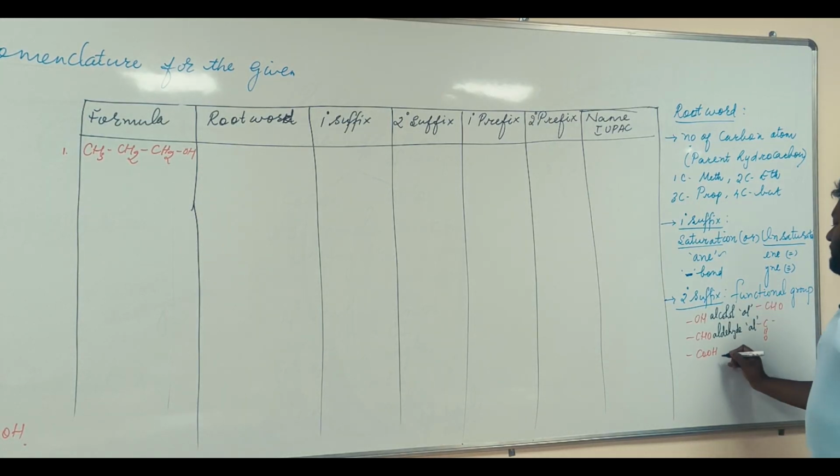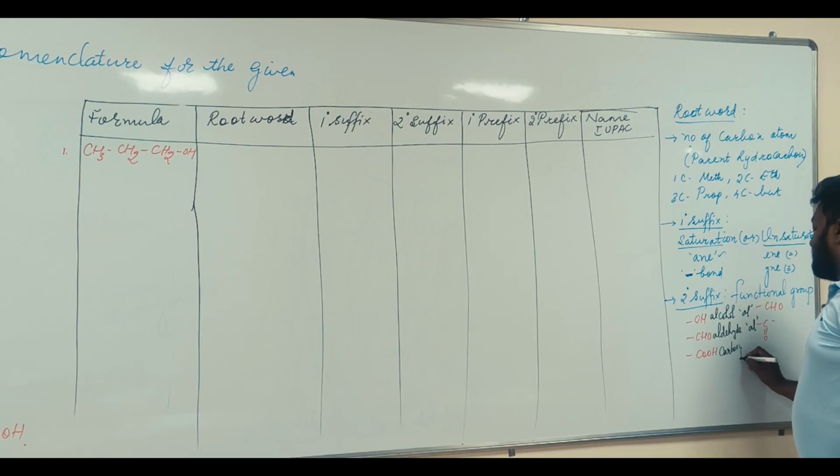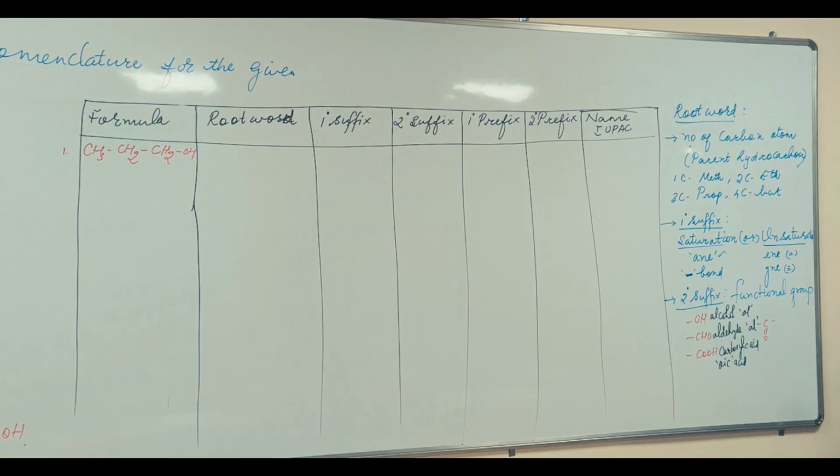If it is COOH, then it is called a carboxylic acid. If it is a carboxylic acid, the ending should be oic acid. Same thing I have written here. Now C double bond O, this is called what? A ketone. If it is a ketone, the suffix should be ONE.